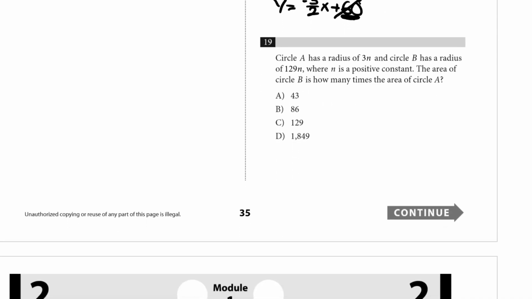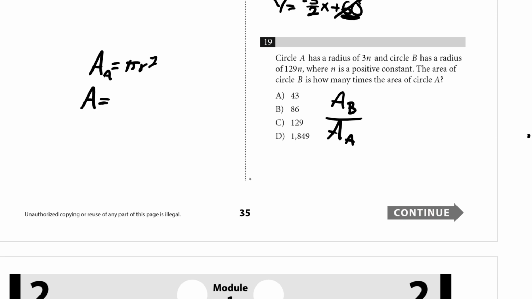Number 19. Circle A has a radius of 3n and circle B has a radius of 129n, where n is a positive constant. The area of circle B is how many times the area of circle A? To figure out how many times bigger circle B is than circle A, we're going to have to divide the area of circle B by the area of circle A. First, we're going to find the area of circle A. That is pi r squared.